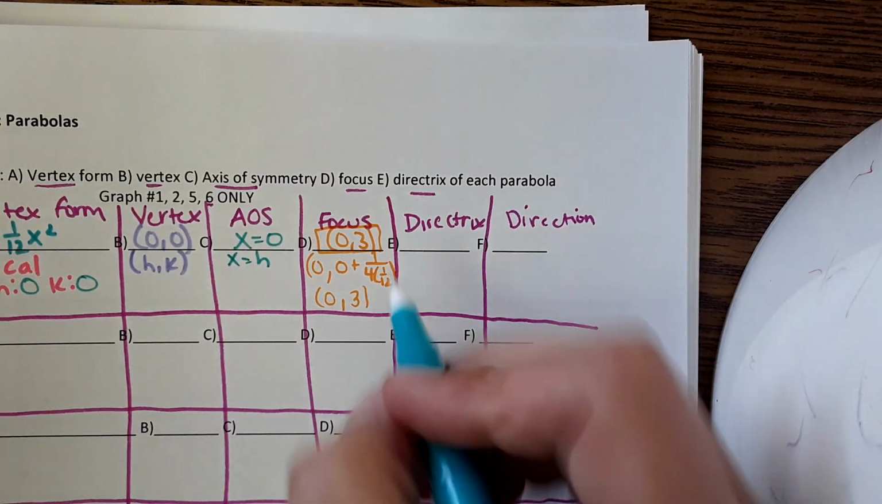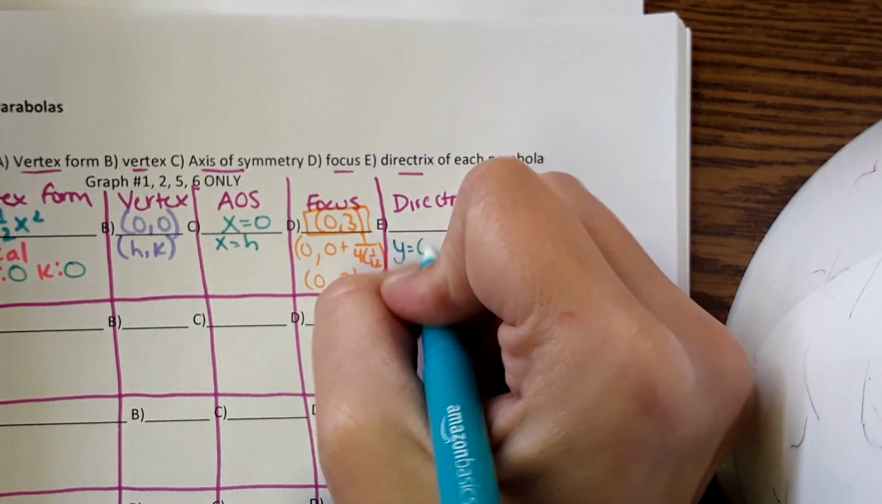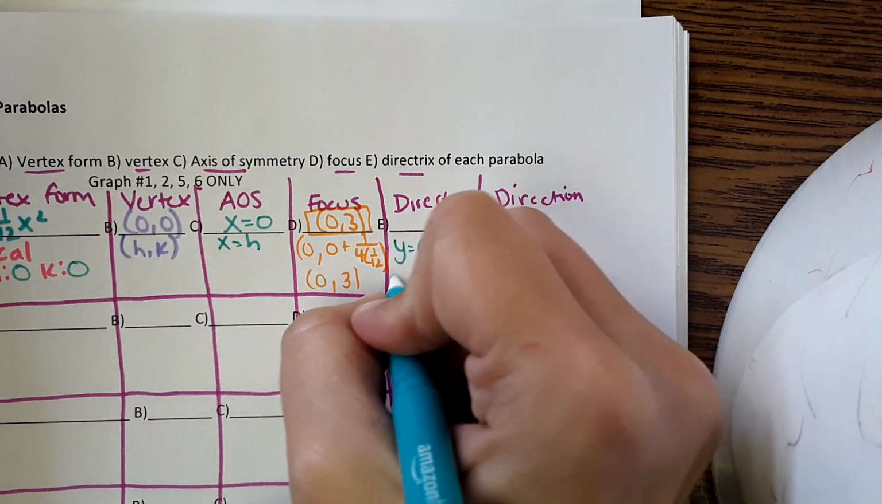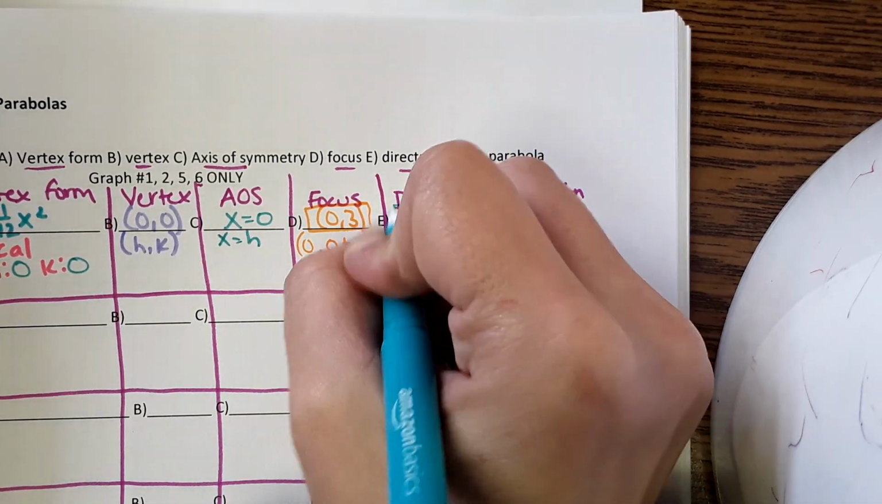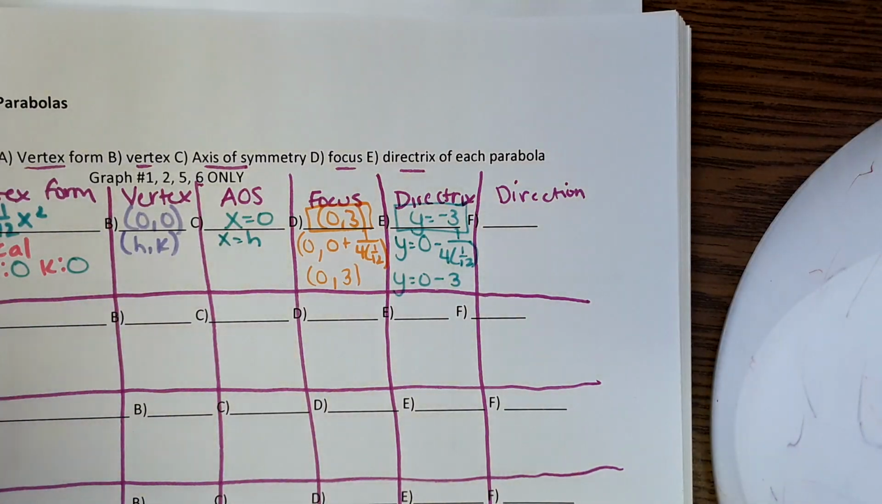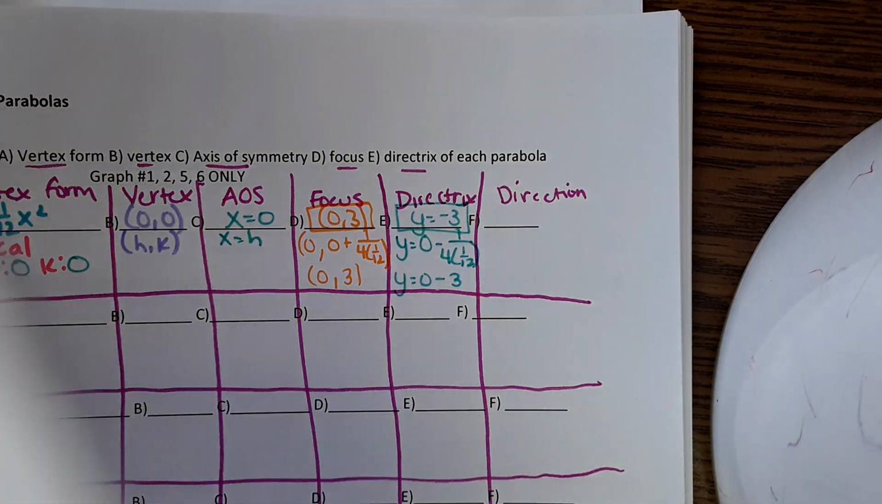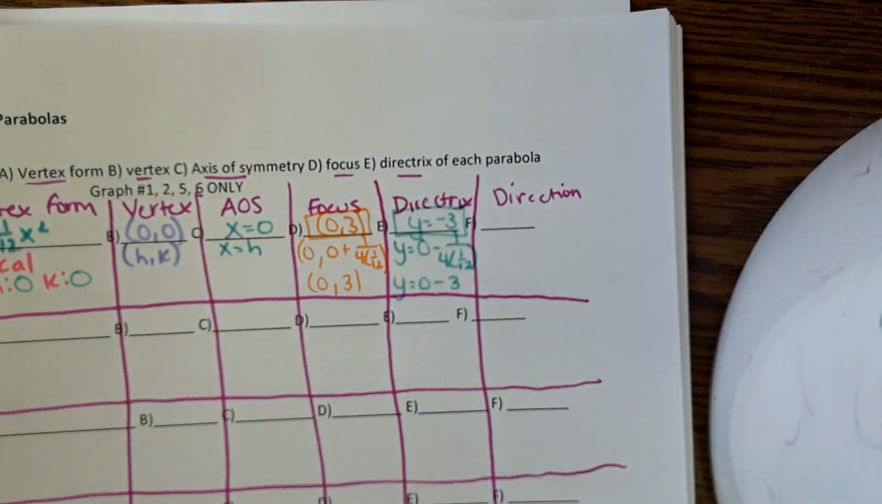Directrix. Again, I'm just using this chart and plugging in numbers. And then for direction, if A is greater than 0, which it is, then it is upwards.